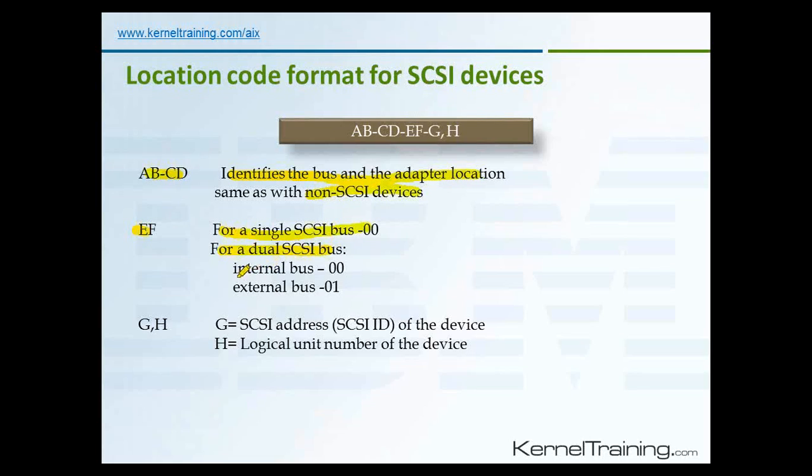Now again in bus, it can be an internal bus that is connected directly via the motherboard, an internal connection or built-in kind of hardware, like you would have a built-in Ethernet adapter, a built-in monitor adapter, a serial adapter. So if it is an internal bus connected internally within the motherboard, then it will display 00.